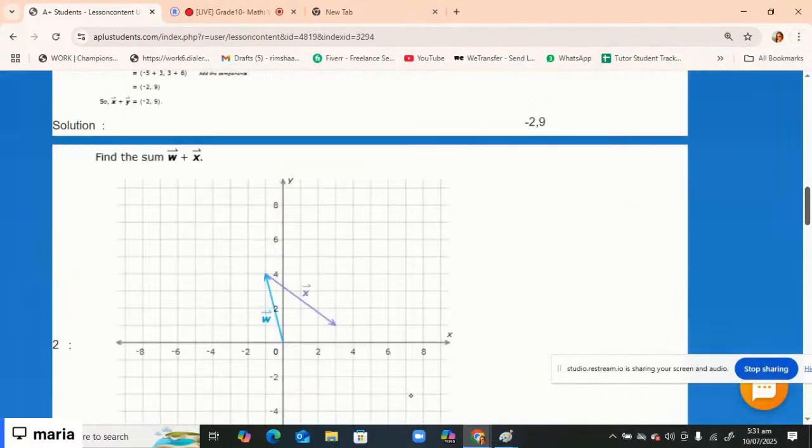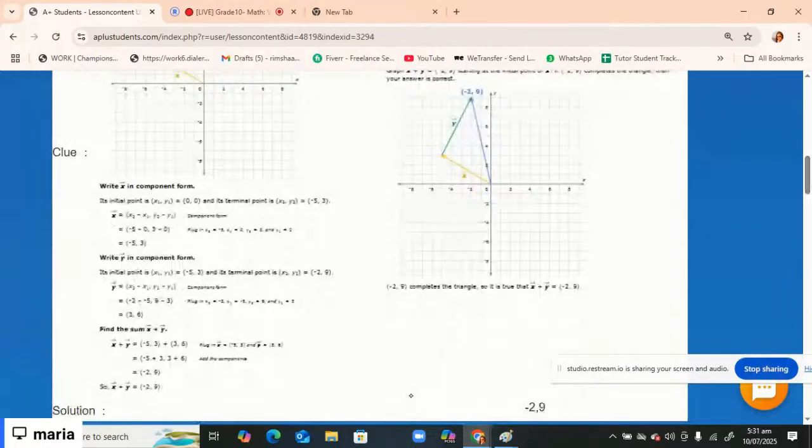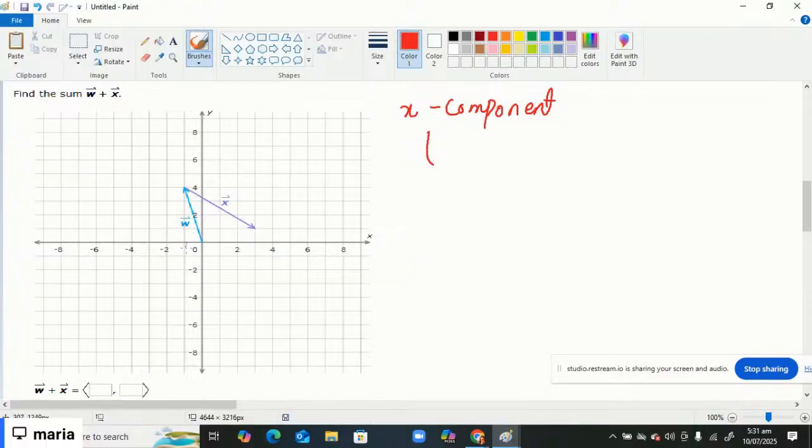First of all, we are going to write down the x component form. So what is the x component form? The first point is (0, 0), and the other point is (-1, 4). Now just finding it out.